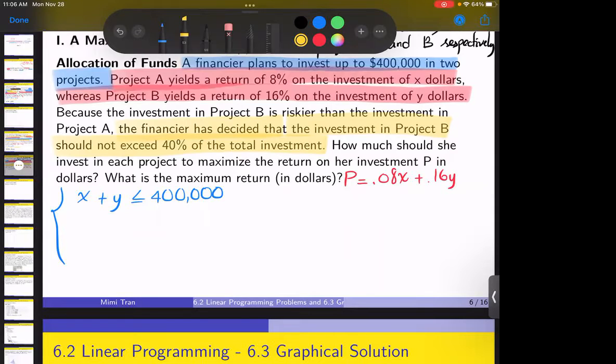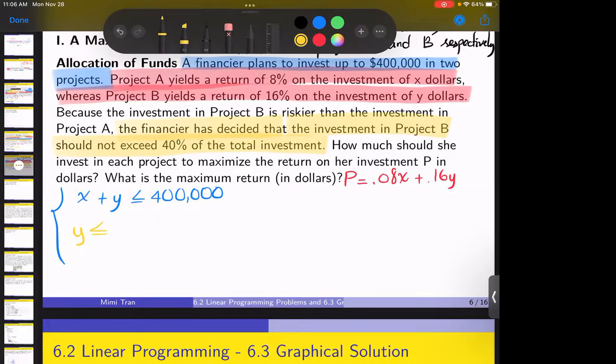It's pretty simple. What I'm going to do is translate English into math, straightforward from left to right. That's how you write it. The financier has decided the investment in project B. What letter do we denote for investment in project B? Y. Should not exceed. So what kind of inequality? Very good. Should not exceed the total investment. What is the total investment?